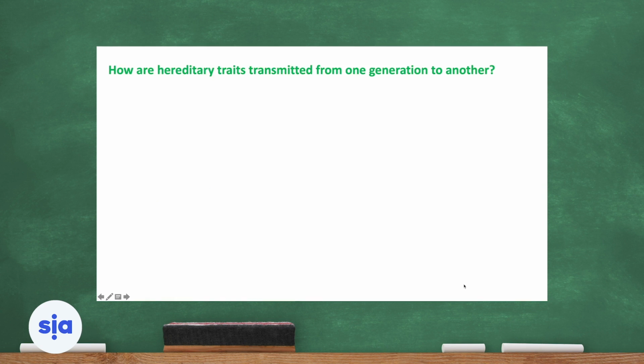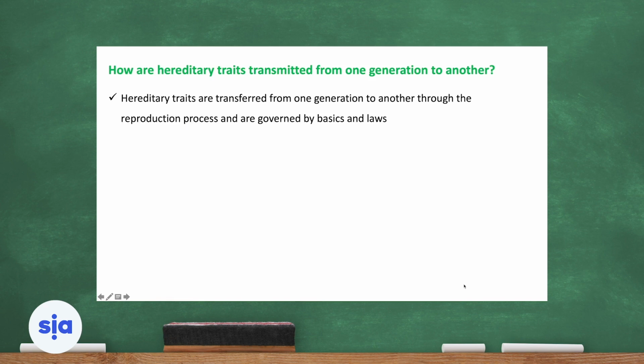How are hereditary traits transmitted from one generation to another? They are transferred from one generation to another through the process of reproduction. And this process is governed by basics and laws. The branch of science that studies these laws is called genetics.